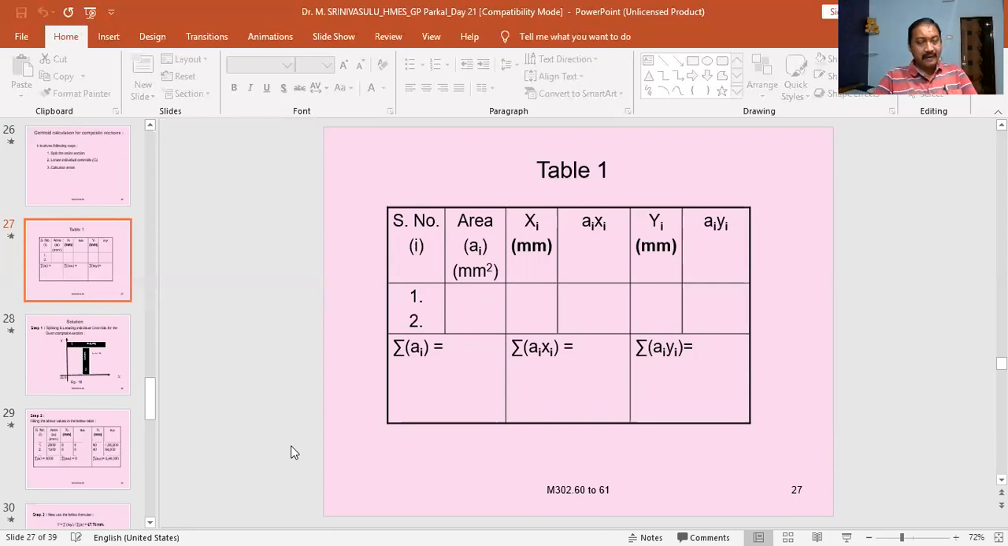If the figure has two standard areas, then A1 plus A2. If it has 3, then A1 plus A2 plus A3. In some cases we have more than 3, in that case A1 plus A2 plus A3 and so on. Similarly we find the term sigma Ai into xi, and similarly sigma Ai into yi. After finding these, we can find the centroids by using the formula.